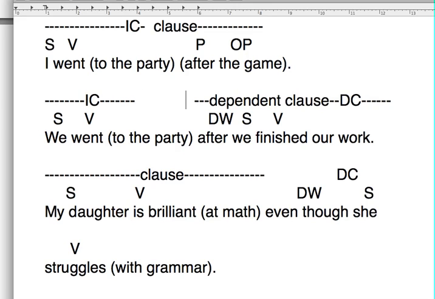If we look again at the second part of the sentence, after we finished our work, would that be a sentence by itself? No, it would leave you saying, what? What's going on? After we finished our work, what happened? That's why it's a dependent clause. So DW, S, and V means that it couldn't stand on its own. Okay? My daughter is brilliant at math. No dependent word, and again, if we put a period there, perfectly fine. So we know that this is an IC, or independent clause. And again, even though she struggles with grammar, that dependent word means it's a dependent clause, means it could not stand on its own as a complete sentence. So, dependent clause, not a complete sentence. Independent clause could be a complete sentence.